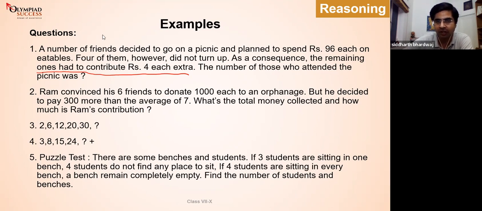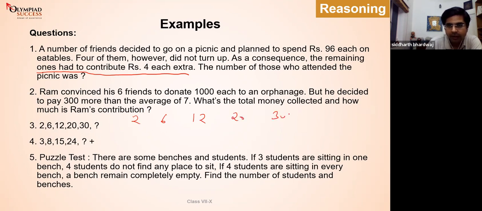Let's see some questions. Some series questions are also there in reasoning. So the understanding is reasoning. If you understand it, then it is called reasoning. Next question is 2, 6, 12, 20, 30. This is a kind of series. Now you have to use your logic to understand what will come next. So for example, it is 2, 6, 12, 20 and 30, right?